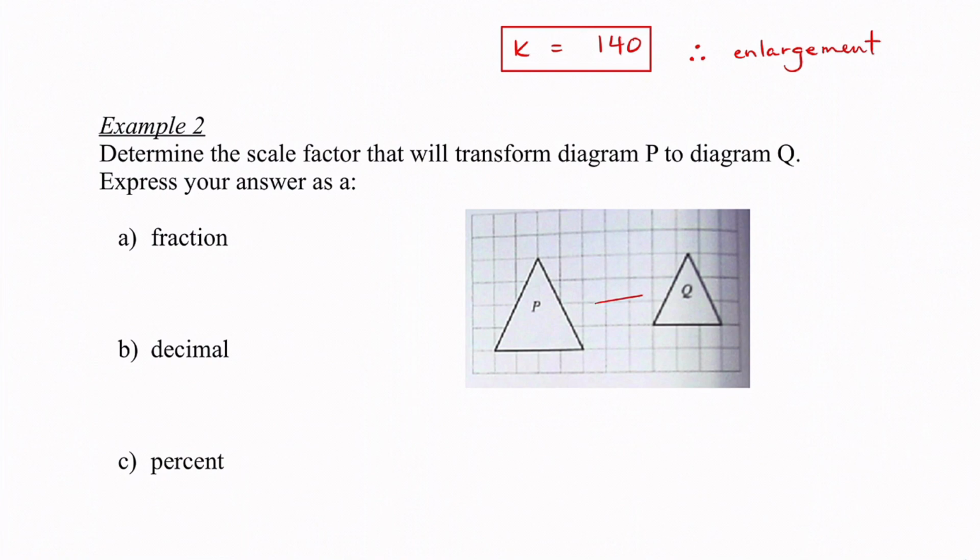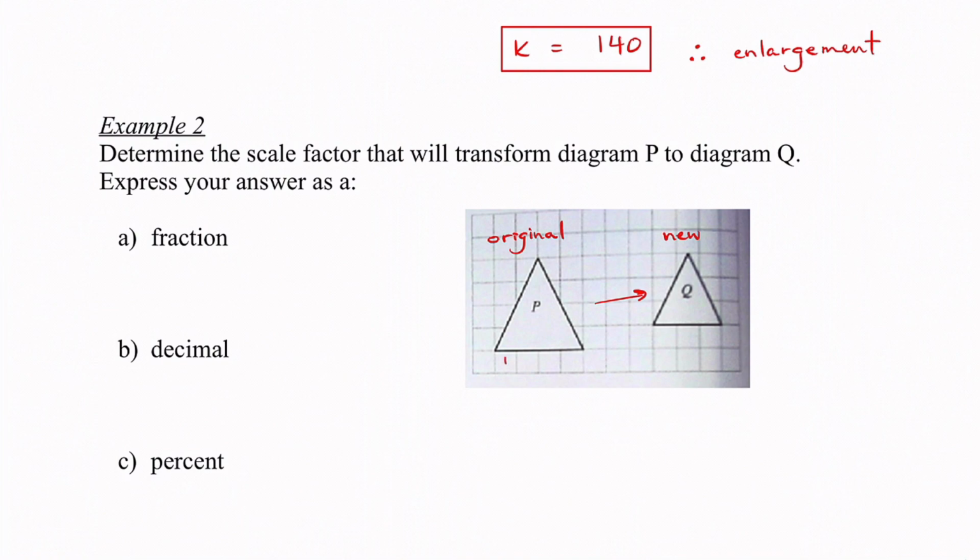So we're going from P over to get to Q, and then we're expressing our answer as a fraction, a decimal, and as a percent. So we're starting with P. P is the original, so I'm just going to write that on there. And then we're moving towards Q, and Q is going to be the new one.